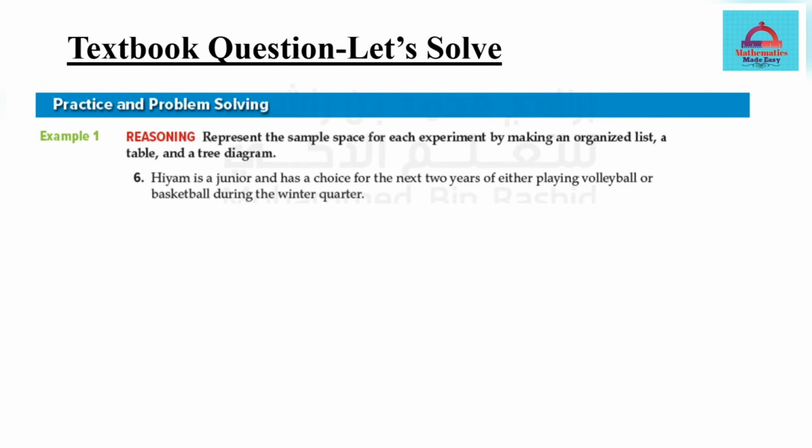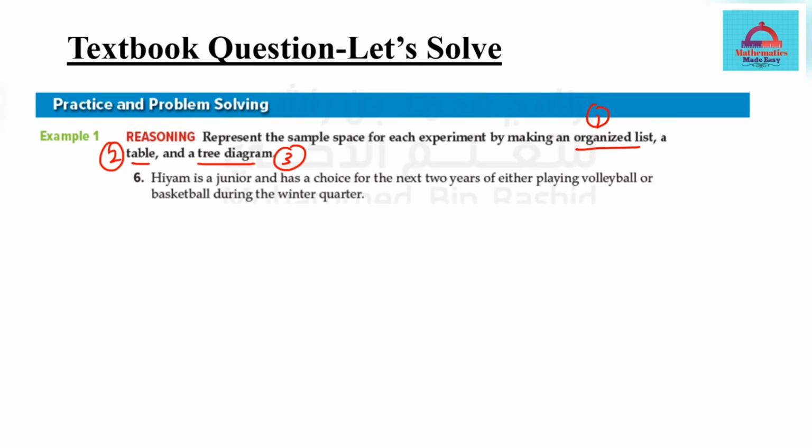Okay, so let's try now a question from your book. We are going to solve it together. Again, we have to write the answer in all 3 representations we have seen. The first one, organized list. The second one, the table. And the third one, the tree diagram.